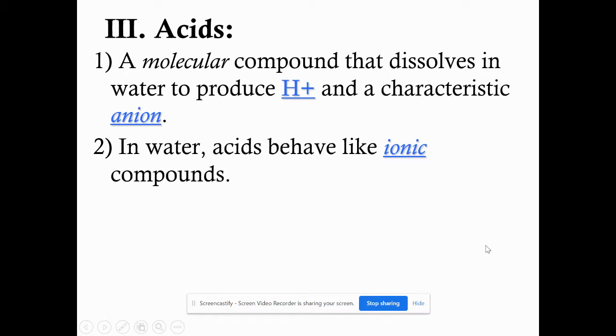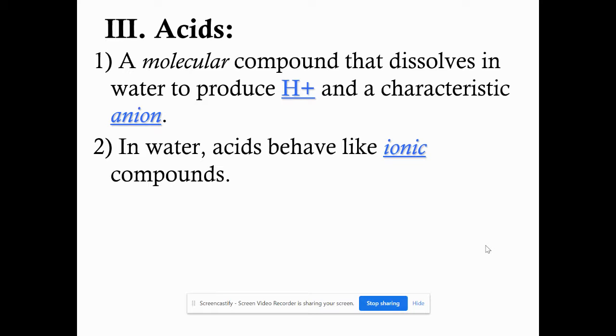I want to review a topic that we learned earlier in the year. We spent a chapter on naming and formula writing for various types of compounds, and one of those types was acids. So we're going to review naming and formula writing for acids. We're studying acids and bases in this chapter, so I wanted to review this.